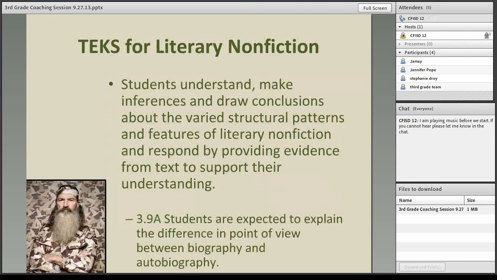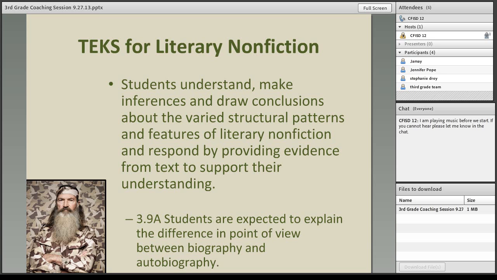Wanted just to call your attention to the TEKS for literary nonfiction, and it's that students understand, make inferences, and draw conclusions about the varied structural patterns and features of literary nonfiction. So I want you to make sure that you are helping students understand how the events of a person's life made them the person they are. So that's the big inference when they're starting to read those.